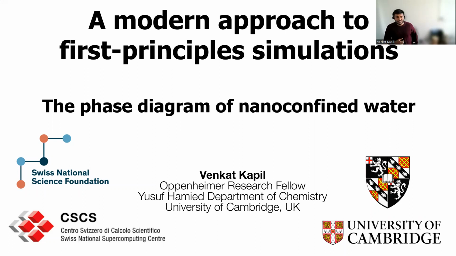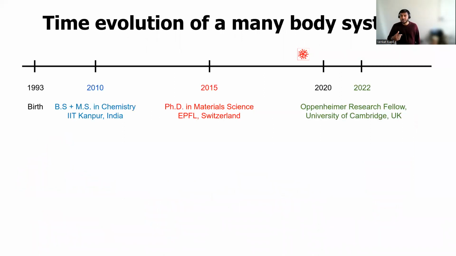I'm very happy to present over here to such a broad audience working at the intersections of machine learning and natural sciences. The work that I'm mainly going to discuss is on the phase diagram of the thinnest possible layer of water, which is just 2D water, one molecule thick. But this is part of a bigger, grander goal that I have, towards first principle simulations with some modern approach.